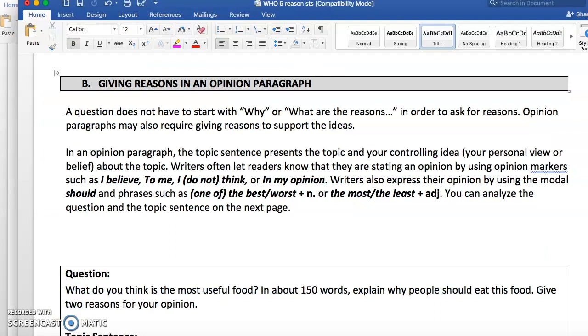Let's continue with part B on page 7. Please pause the video and read the explanations under this title first.